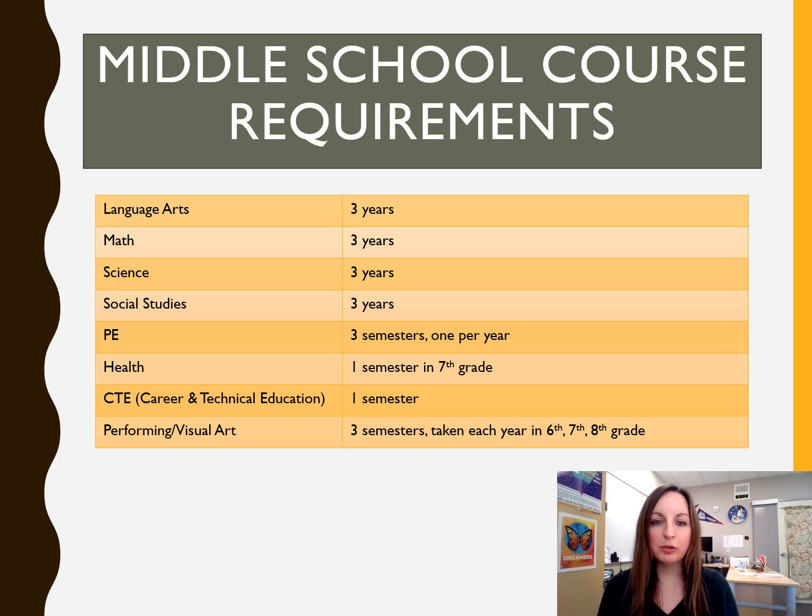As far as the middle school requirements, at the end of your 8th grade year, you of course will take language arts, math, science, and social studies every year. And then we ask you to take at least one semester of the required PE per year. And then in 7th grade, you'll take one semester of health. And then by the end of your 8th grade year, you'll need to take one career and technical education course. And then 6th, 7th, and 8th grade year, we ask you to take one semester of performing or visual arts.